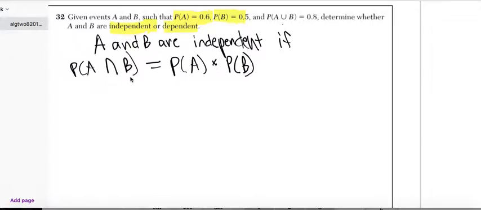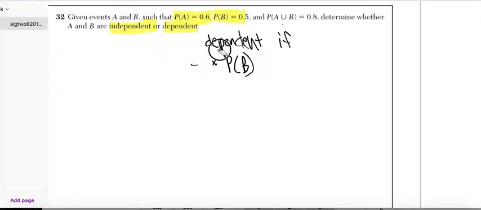So we need to find out if this is true, right? But before we do that, we need to find out what the probability of A and B is. So I'm going to save this for later. We're going to use a different rule that looks like this.